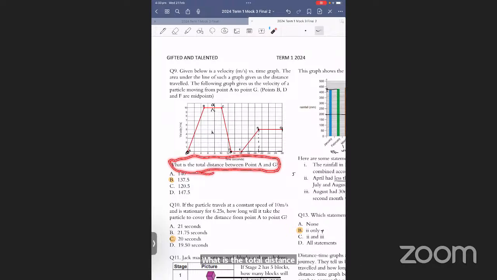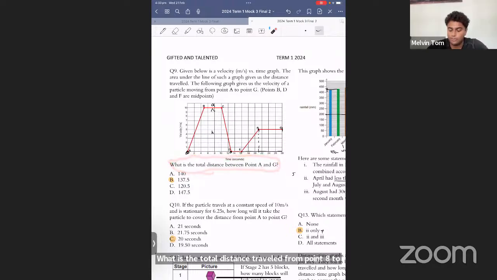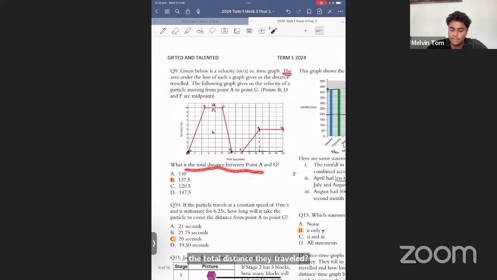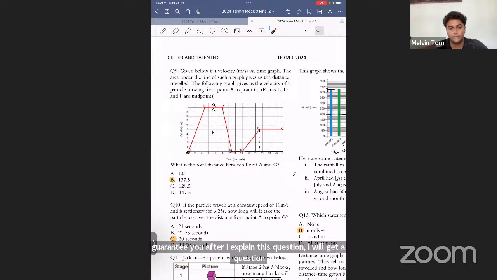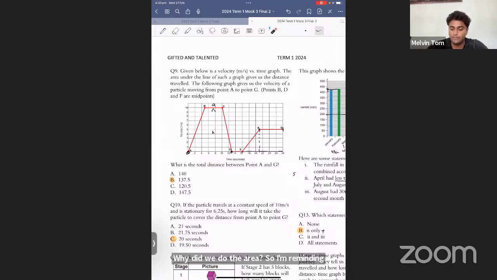All right, Isabella and everyone else, I want you to focus on this line here. It says, what is the total distance traveled? And the question clearly says in the second line, the area under the line of a graph gives us the distance traveled. The reason I'm highlighting this is because I can guarantee you, after I explain this question, I will get a question from someone asking, why did we do the area? So I'm reminding you, we're doing the area because the second line says the area under the line of such a graph gives us the distance traveled. Everyone clear?